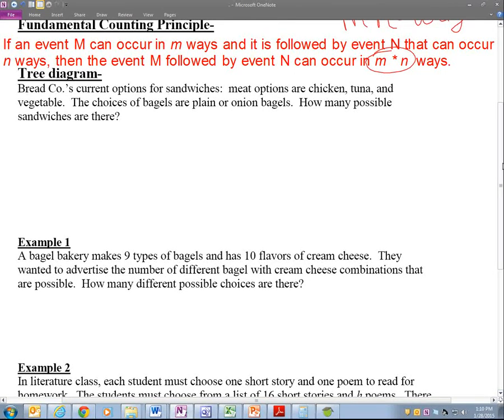Now, Breadco's current options for sandwiches. It says meat options. People are like, oh, veggie's not a meat. I know, it's a meat option. Meat options are chicken, tuna, and veggie. The choices for bagels are plain or onion bagels.